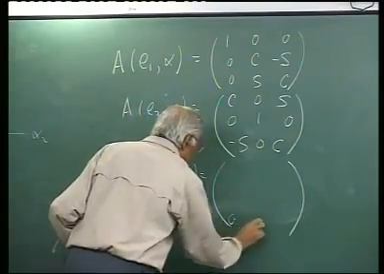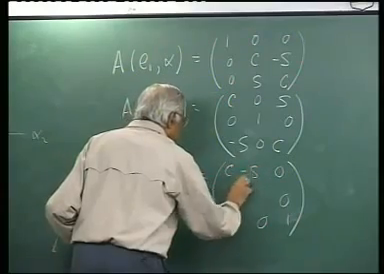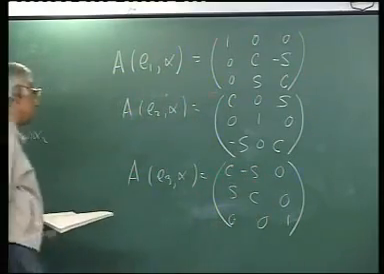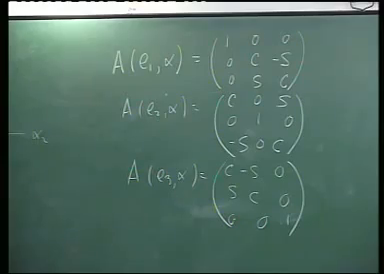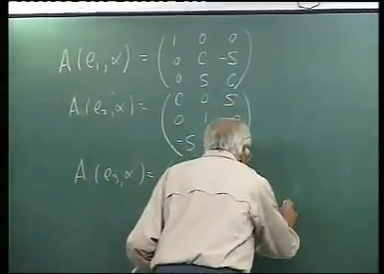Z-axis rotation. C, minus S, S, C. So everywhere I don't write it, C is cosine alpha, S is sine alpha.